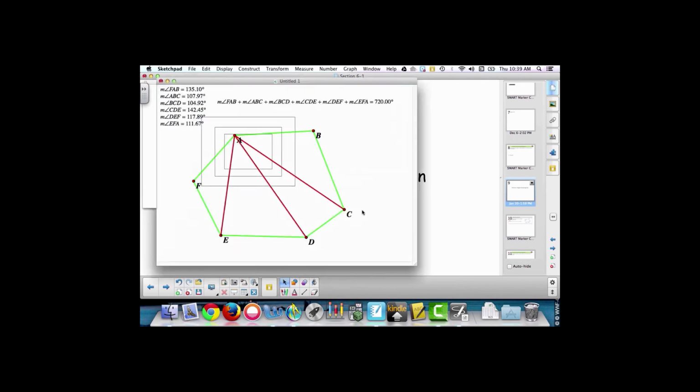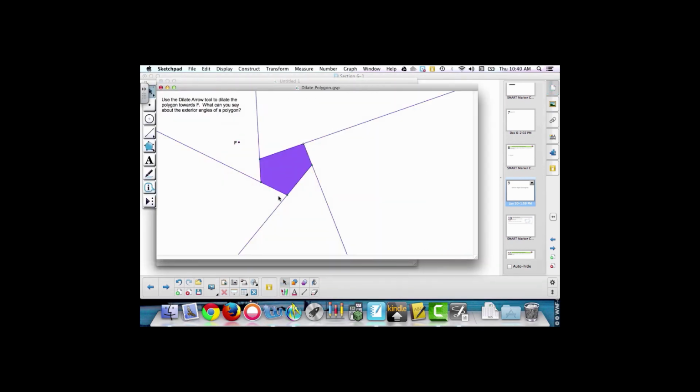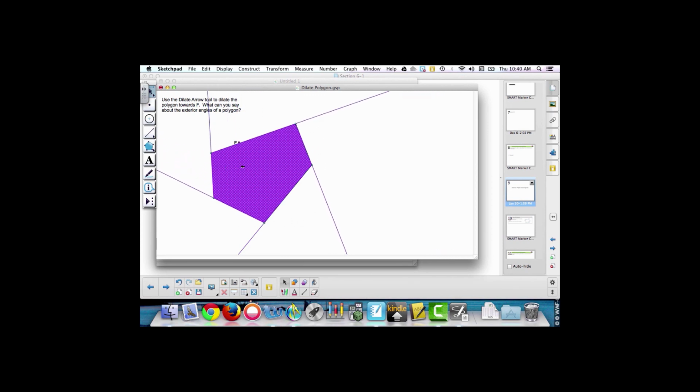I'm going to go ahead and open this link, and I have here a 5-sided convex polygon, or pentagon, and I'm going to use the dilate arrow to move this polygon back and forth. When I dilate a polygon, it changes size, but the angle measures stay the same. So in this particular polygon, the interior angle measures and the exterior angle measures are the same no matter how big or how small I make this polygon.